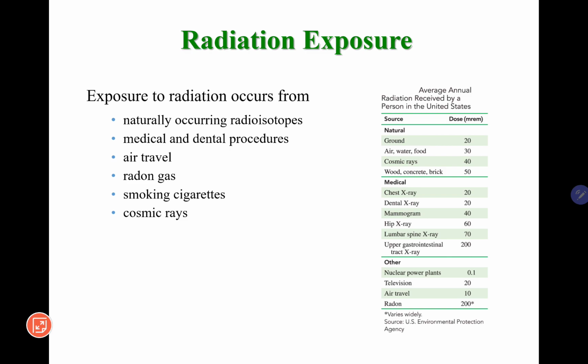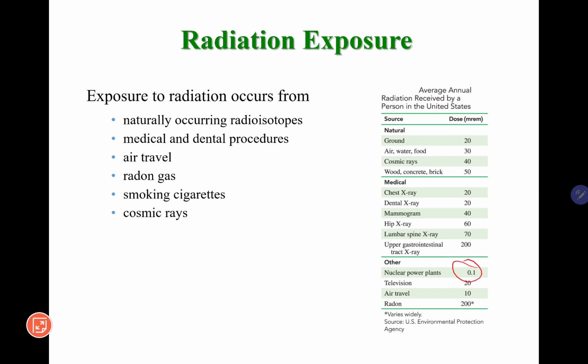An X-ray has radiation equal to what you get from the ground or from your atmosphere within 1 year. So one X-ray basically gives you the radiation dose of 1 year of exposure to your natural environment. But some X-rays could give you high doses. If you are really worried, you might want to learn that certain X-rays could expose you to more radiation, especially upper gastrointestinal tract X-rays.